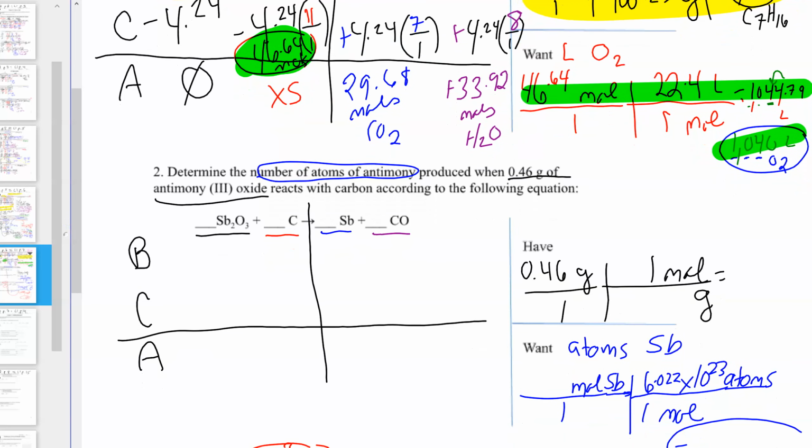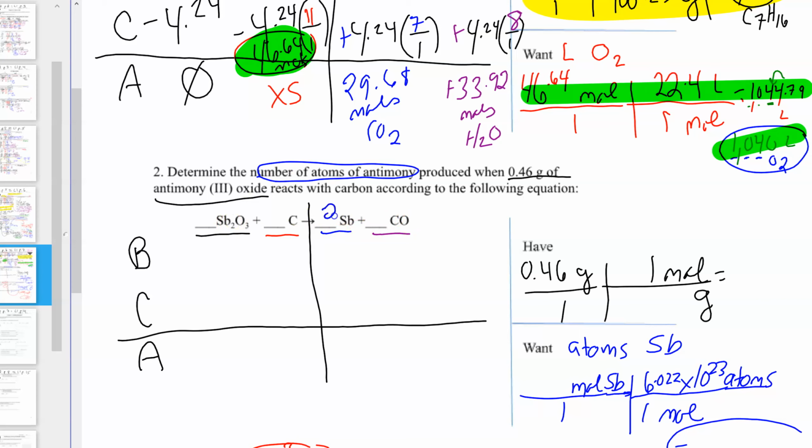Uh-oh, is this one balanced? Let's go through and make sure it's balanced. So we have Sb2O3, that's antimony 3 oxide. Antimony needs a Roman numeral. It's a kind of sneaky one that we don't usually talk about. Plus carbon is going to give us plain antimony by itself plus carbon monoxide. So it's not balanced. We need to get it balanced. So first thing I'm looking at, okay, 2 antimony.